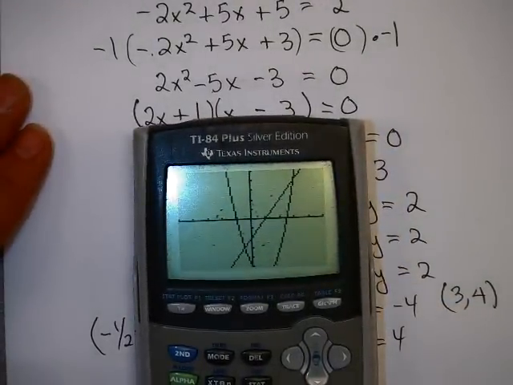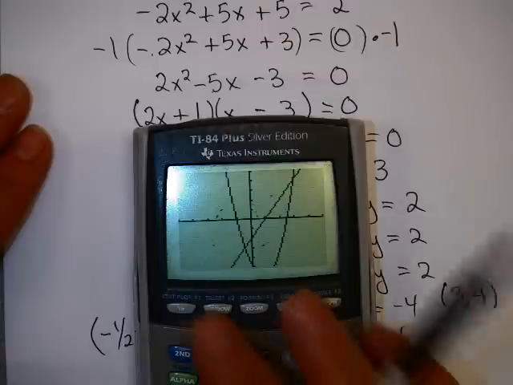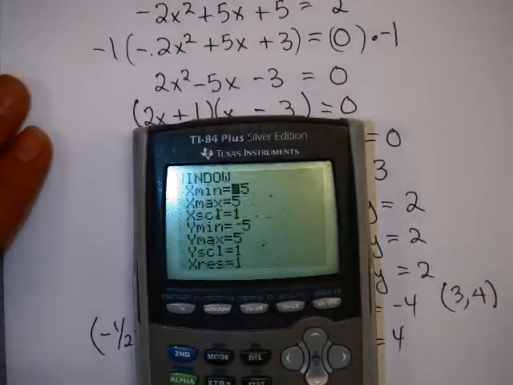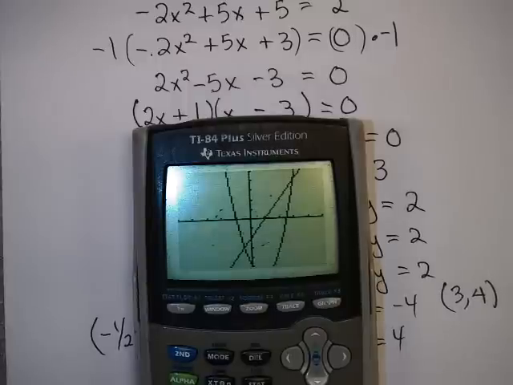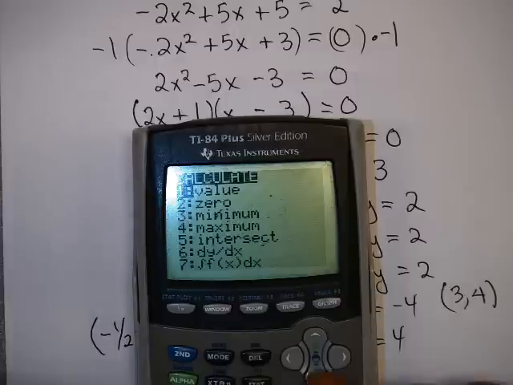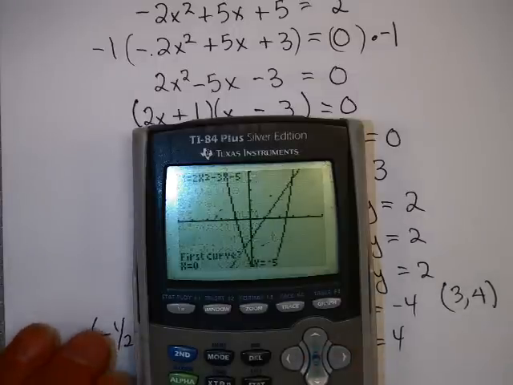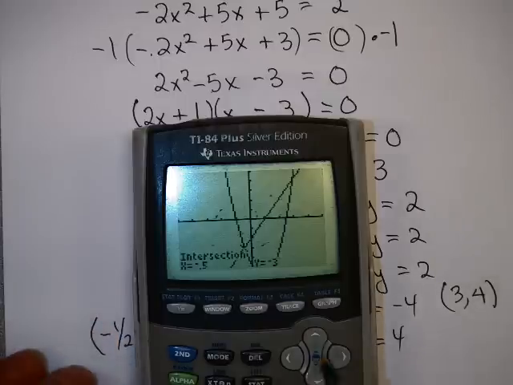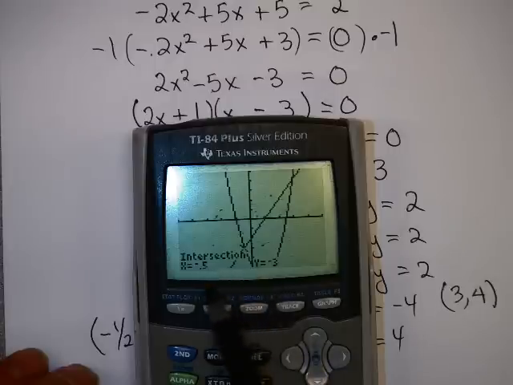There's a little trick I can use on the calculator to help me verify my answers. Once I have my equations plotted and I've set my window so that my points of intersection show up, I can find these points of intersection by hitting second trace and then going over to intersect, and I'll get first curve, second curve, and a guess. And this is my first point of intersection. Notice that is -1/2 and -3.